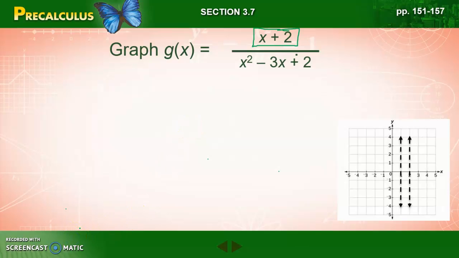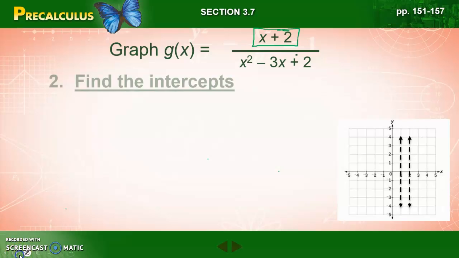Hey guys, this is the continuation of 3.7 proper rational functions. I got cut off near the end of that last example, so let's go ahead and finish this one up. So the first thing that we're doing when we are graphing a proper rational function, we know it's rational because the numerator degree is less than that denominator degree.